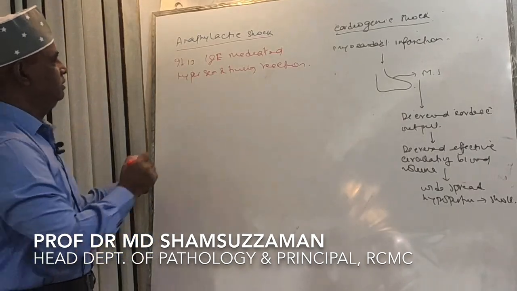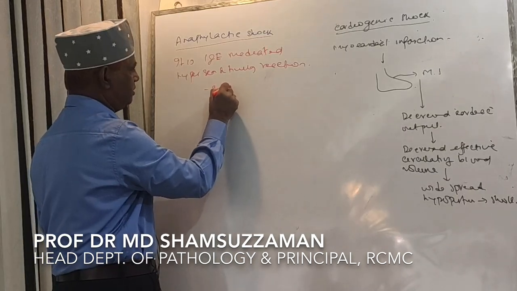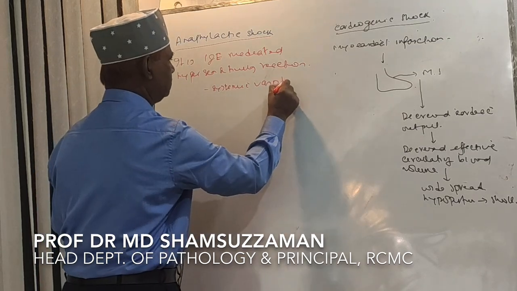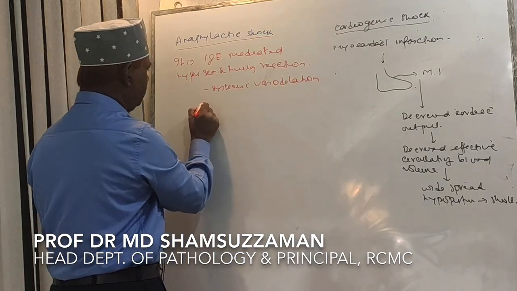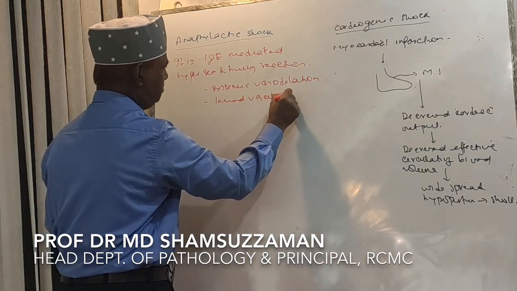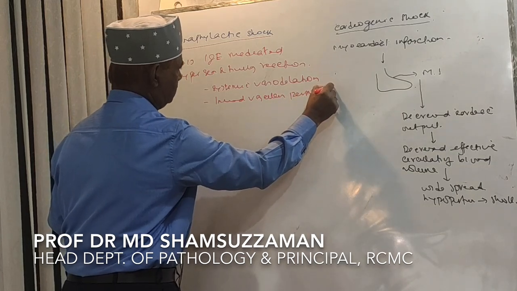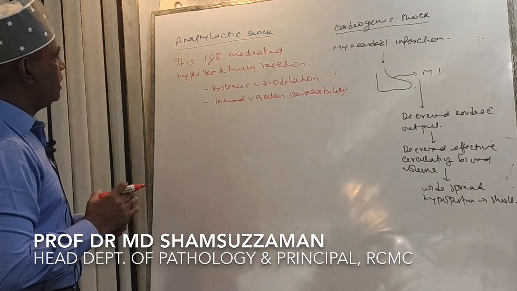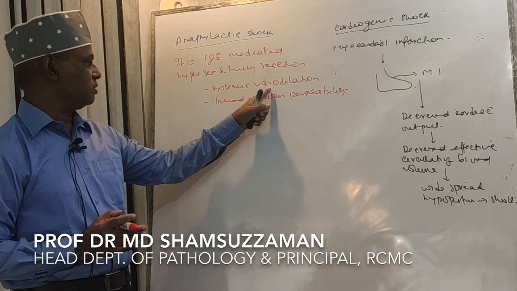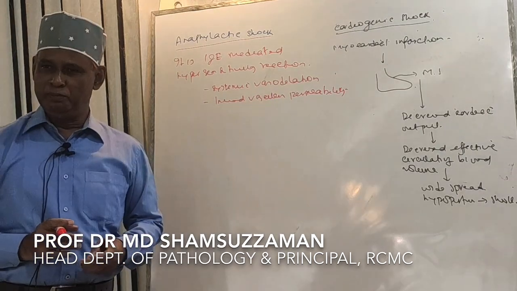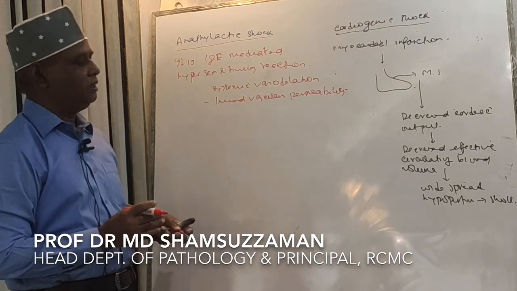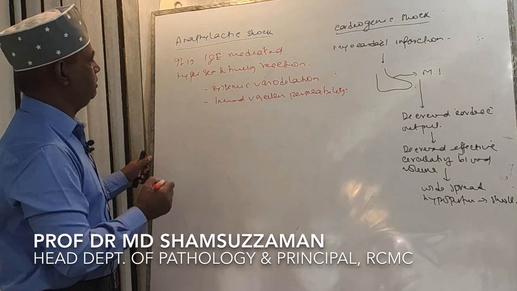What happens here? One is systemic vasodilatation, another is increased vascular permeability. Now, in IgE mediated hypersensitivity reaction, there occurs systemic vasodilatation and increased vascular permeability. How may this systemic vasodilatation and increased vascular permeability lead to shock? Now come to that point.